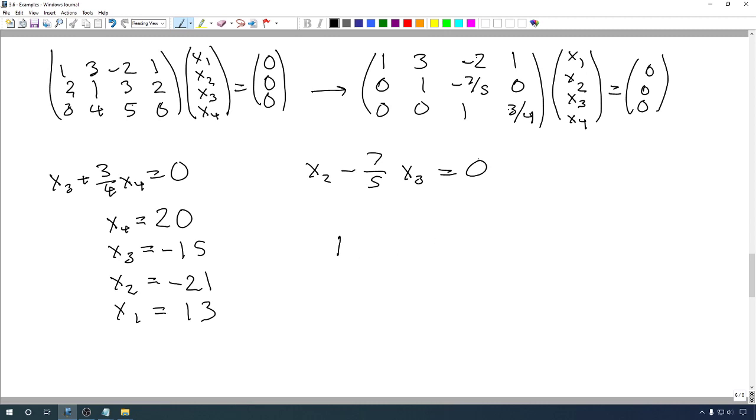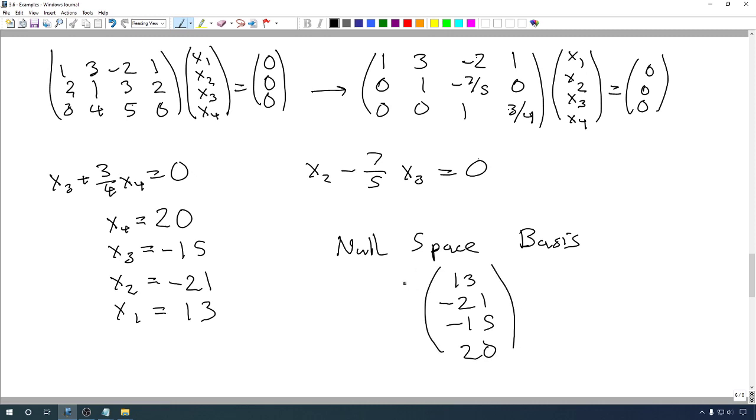So it turns out a basis for the null space is just what we got here. Of course, we need to flip it upside down. X1 is the one on top. So we'll have 13, negative 21, negative 15, 20. Or if we prefer, we could divide everything by 20 and have fractions. But the point is that every vector that gives us 0, 0, 0 when we do this multiplication is going to be a multiple of this vector. This is a basis for our null space.